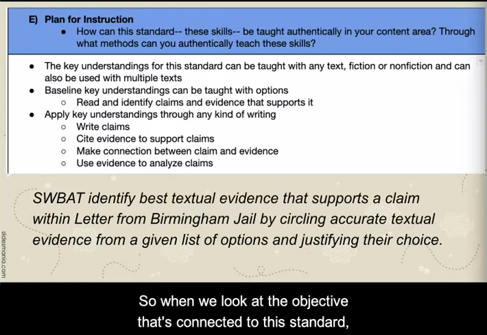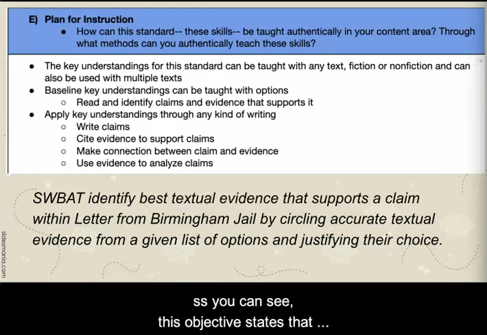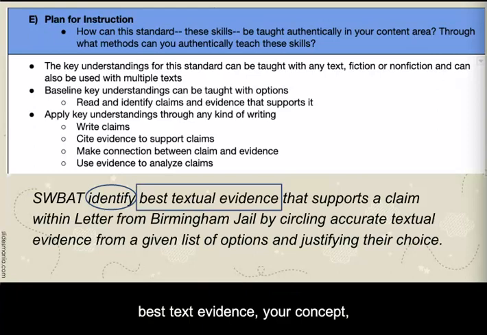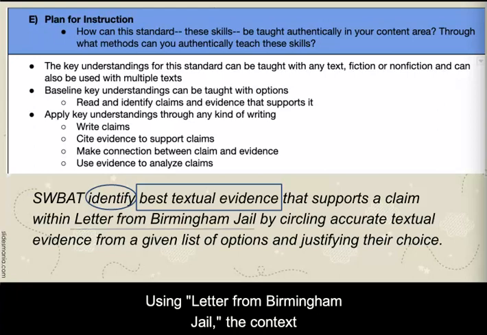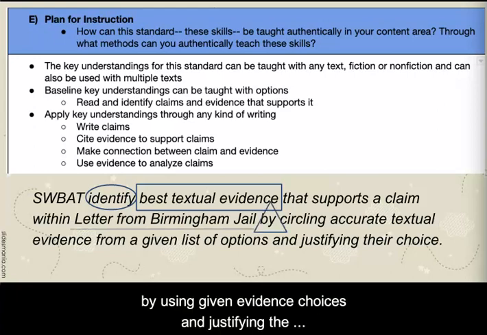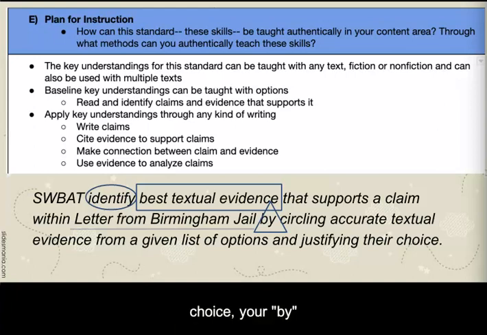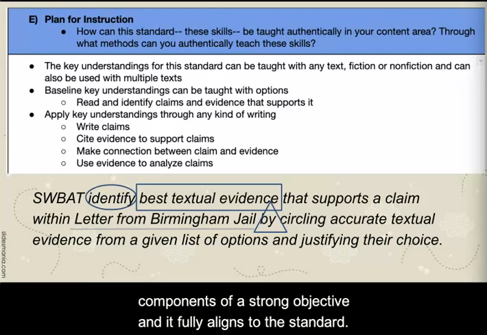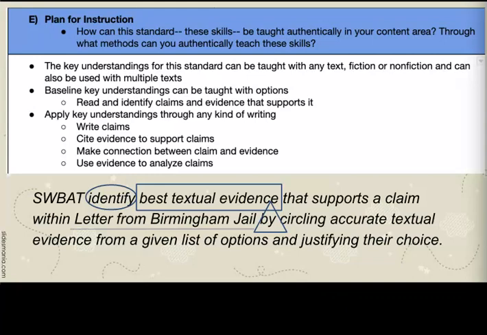So when we look at the objective that's connected to this standard, as you can see, this objective states that students will identify, which is your skill, best text evidence, your concept, using Letter from Birmingham Jail, the context, by using given evidence choices and justifying the choice, your by statement. So this objective has all 4 components of a strong objective, and it fully aligns to the standard.